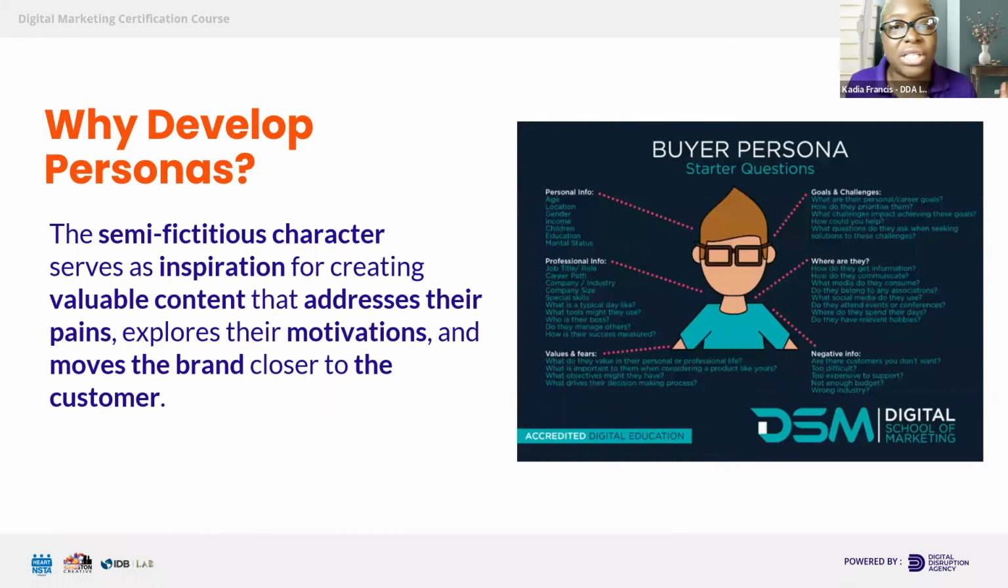So these are some of the questions that you need to ask when you're thinking about how you're going to develop the buyer persona. We talked about demographic information. We talked about values and attitudes, behavioral, and so on. But let's break it down. What do they value in their personal or professional life? What is important to them when considering a product like yours? What objectives might they have? What drives their decision-making process? What are their personal or career goals? How do they prioritize them? These are some of the things that you can think through.